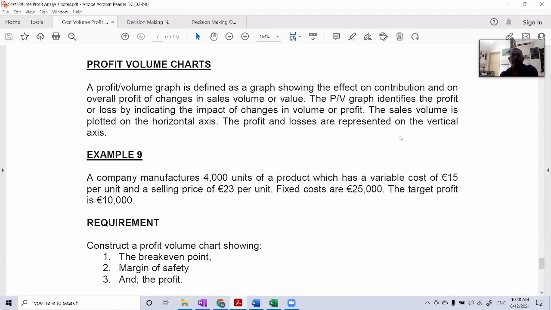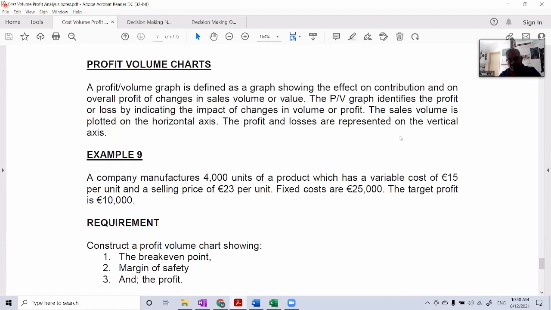A profit volume graph identifies the profit or loss by indicating the amount of changes in volume or profit. Sales volume is plotted on the horizontal axis. Profit and losses are represented on the vertical axis. Vertical is profit and losses. Horizontal would be your volume.